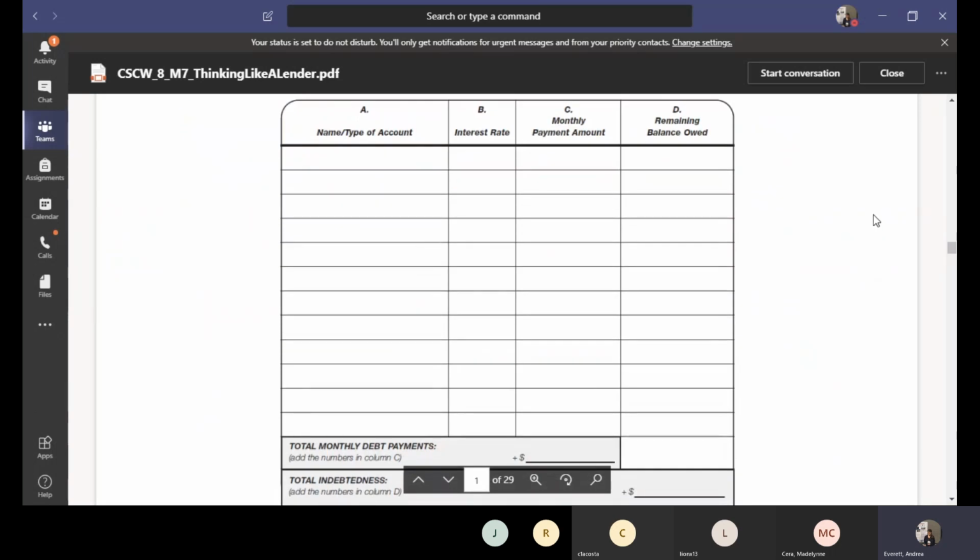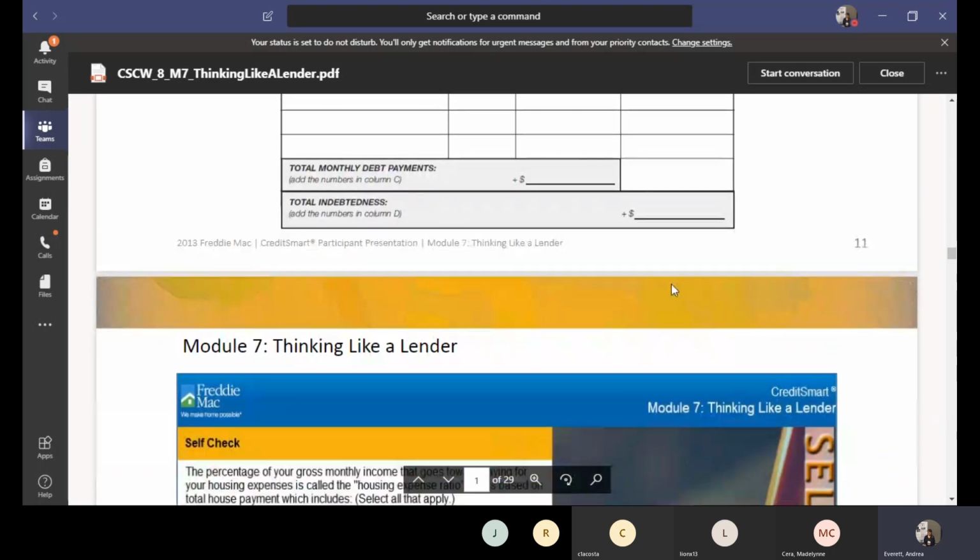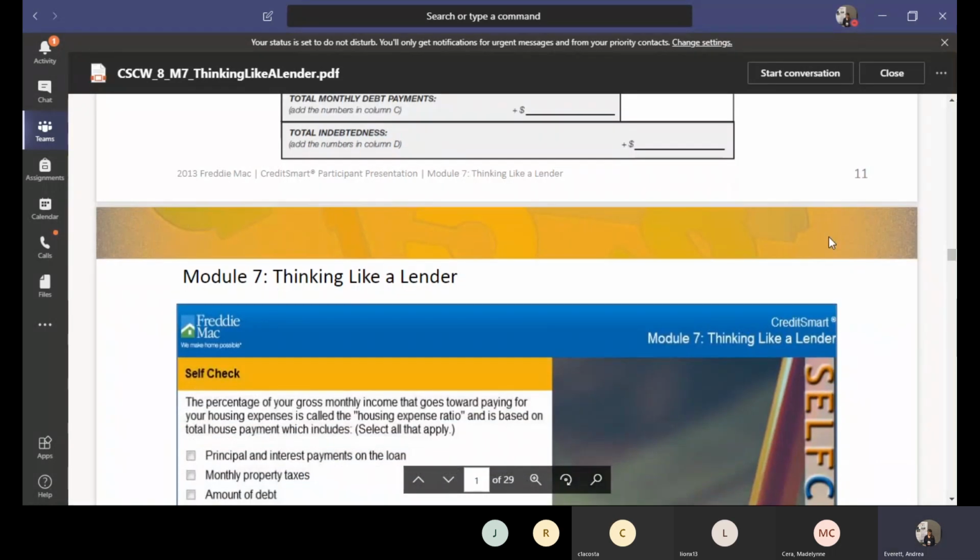So this is a larger one here. Then you would have your total monthly debt payments here, and then your total indebtedness, right? So these are all the payments you make, but this is still the principal of your loans. So they would know how much money you still owe, how much you're paying, and then figure out if you can actually afford the home loan and the monthly payment, okay?